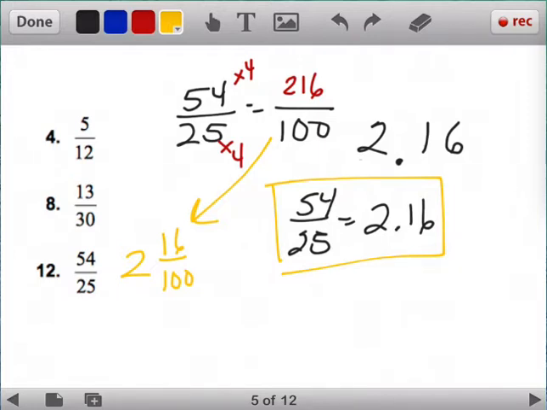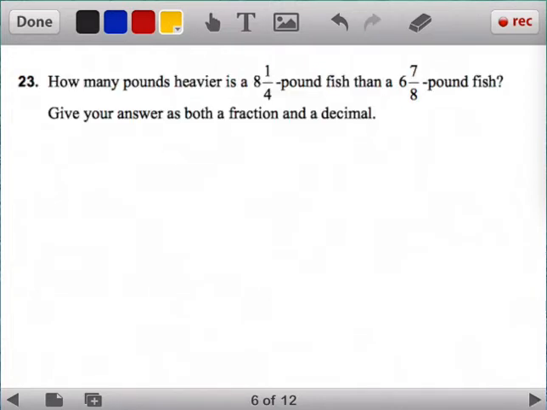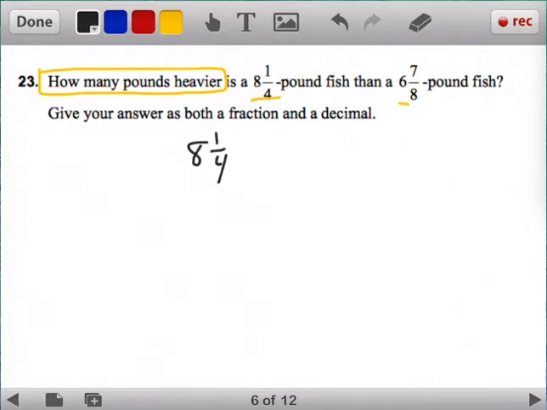Now I'm going to move on to one of the word problems here. This one's a little trickier than I was expecting, but that's okay, we can do it. I'm going to go over a quick skill you can use. It says, how many pounds heavier is an 8 1/4 pound fish than a 6 7/8 pound fish? Right here, how many pounds heavier? That tells me I'm subtracting. I subtract the larger weight fish minus the smaller weight fish. So 8 1/4 minus 6 7/8.